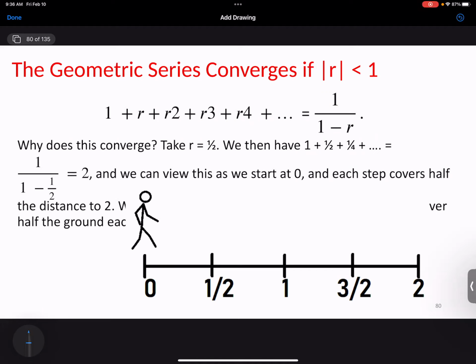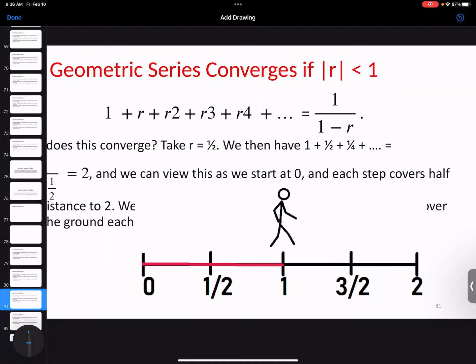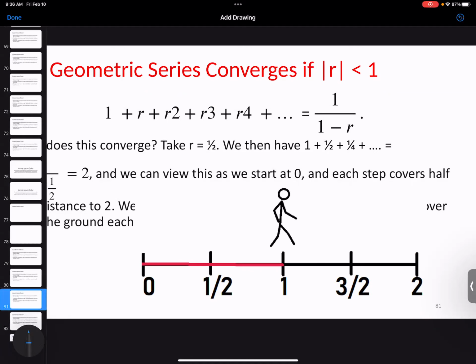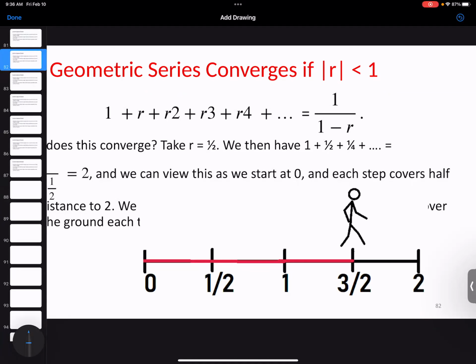All right, so we're going to show that in the special case when R equals 1/2, this is going to converge to what we say. And so if you put R equals 1/2, it should converge to 2. So we start our walker at time 0 at 0. And after the first step, they move to 1. They've covered half the distance to 2. The next step is 1/2, which again is going to cover half the distance to 2.